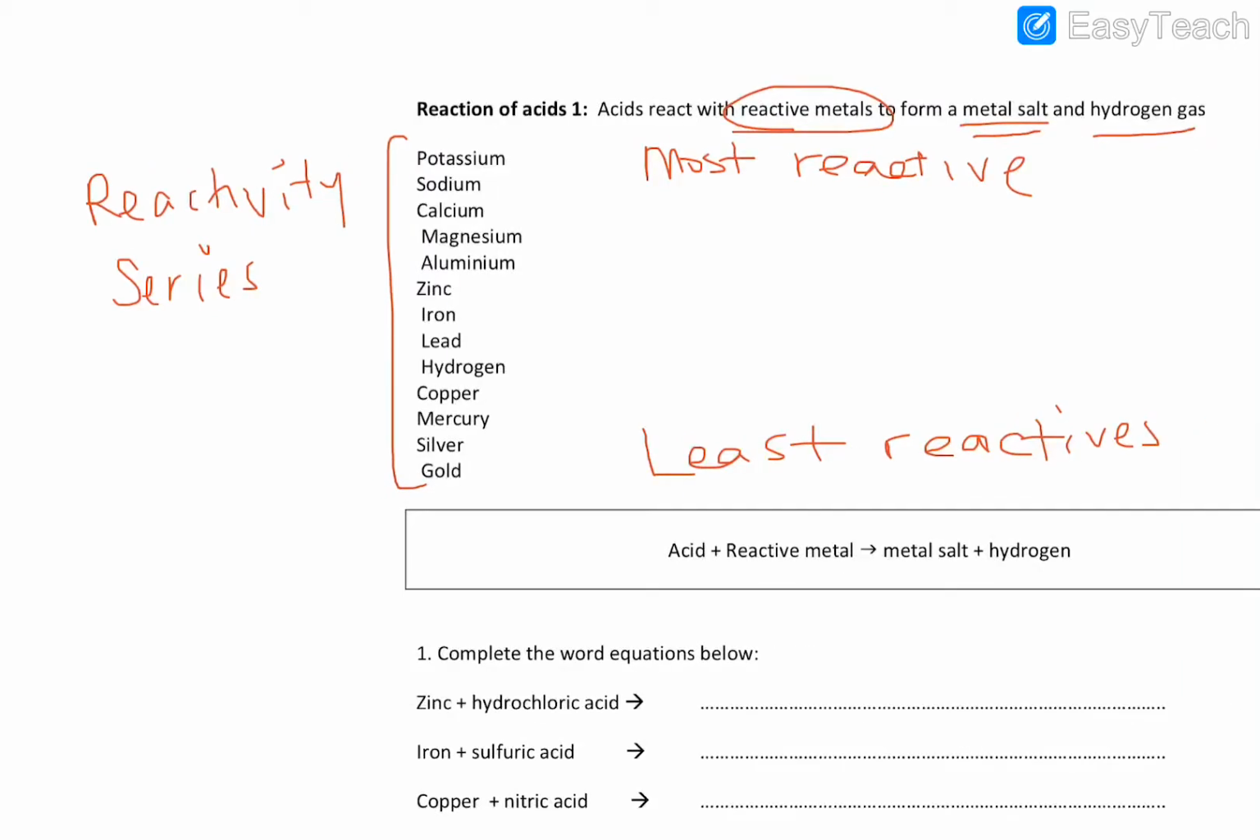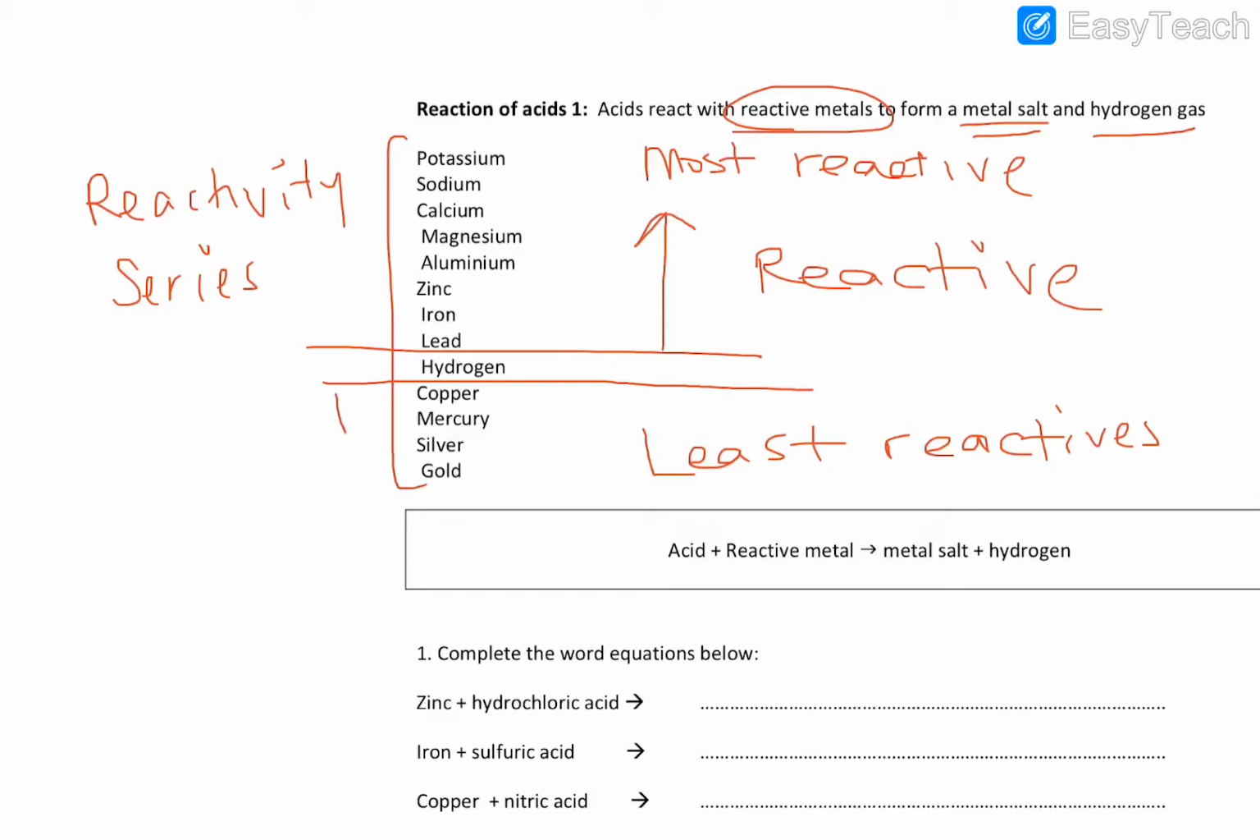So, see, hydrogen here is going to act as a benchmark. Hydrogen is not a metal, but it's still found in the series because it acts like a benchmark. Everything above hydrogen is classified as reactive, and whatever is below hydrogen is classified as unreactive. Potassium is the most reactive metal in the series, and gold is the least reactive.